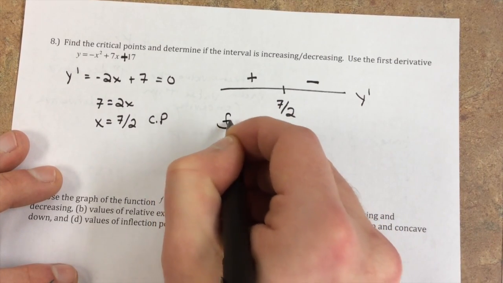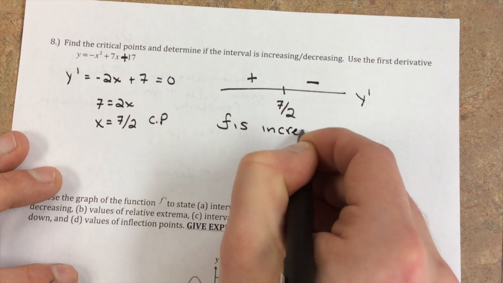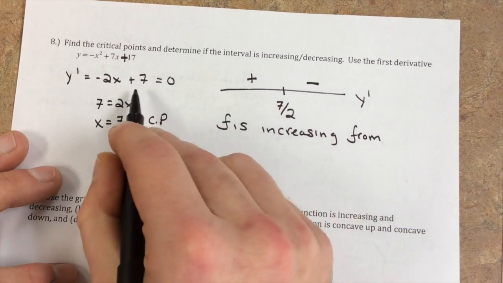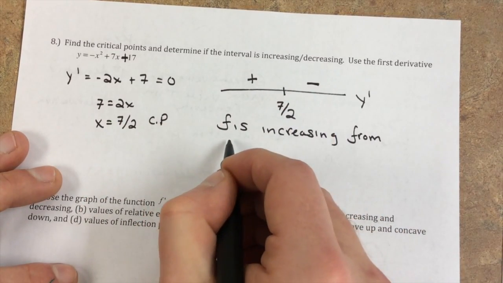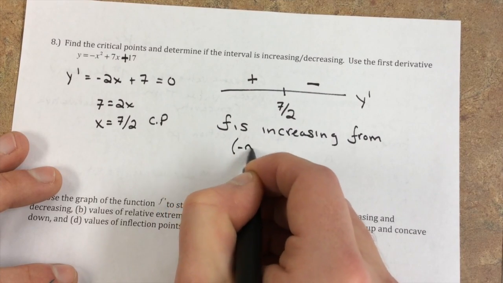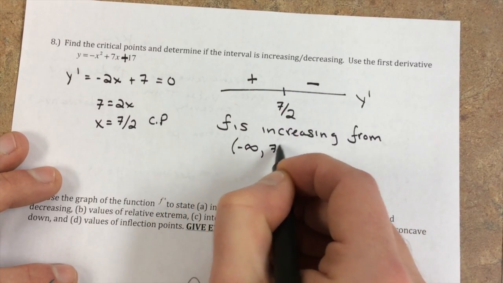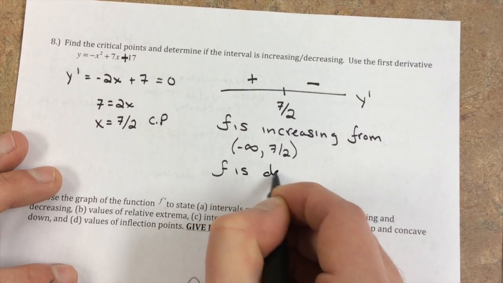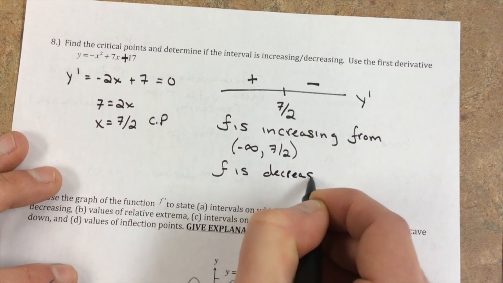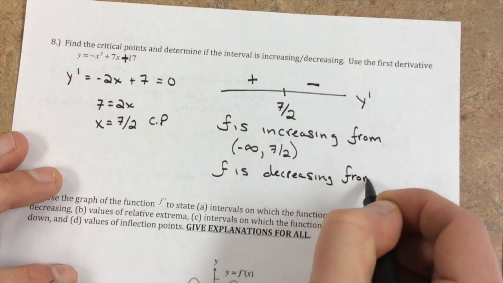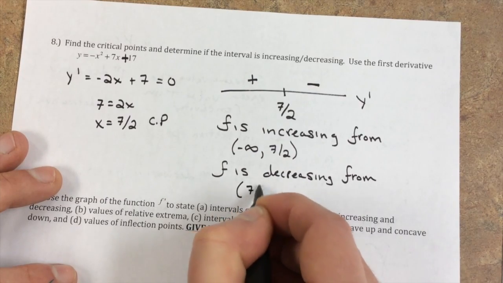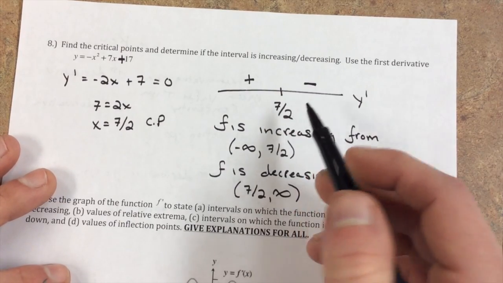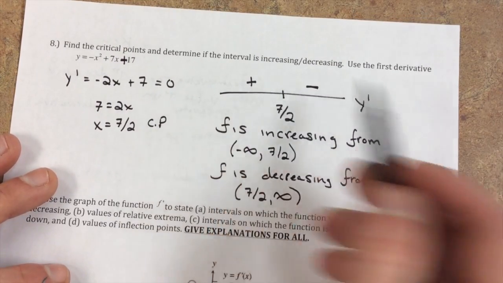So f is increasing from everything to the left of 7 halves. So we're increasing from negative infinity to 7 halves. F is decreasing from open 7 halves to infinity. These are open because what happens at 7 halves? I stop going from increasing to decreasing.